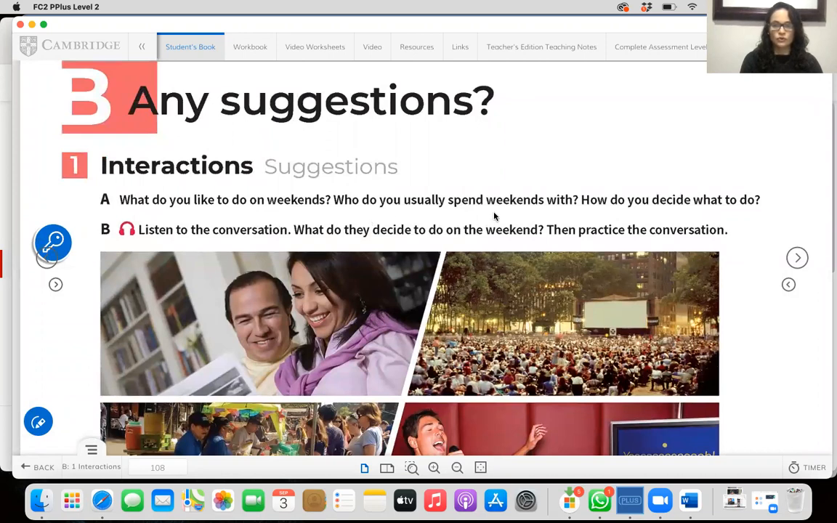It says, who do you usually spend weekends with and how do you decide what to do? Okay, in my case, what do I like to do on the weekends? Well, if I don't have work or if I'm not tired, I like to go out to eat, and if not here in the city, I like to go to Delicias, or Santa Isabel, or Rosales, because they have really good restaurants there.